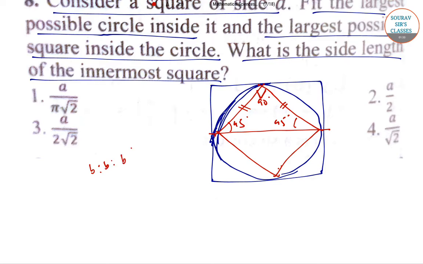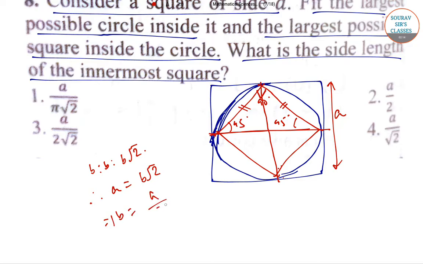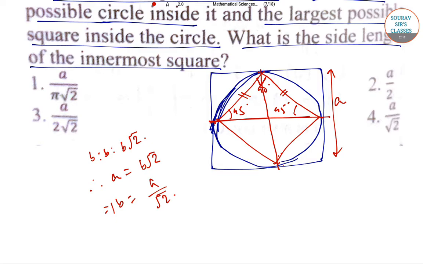B is to B root 2. Therefore A, which is the side of the square, is equal to B root 2. Since this is also the diameter of the circle, which is equal to the square of side A, and this is the diameter, so these both would be equal. Thus we get A is equal to B root 2, or B is equal to A by root 2. So the length of the innermost square is B is equal to A by root 2.